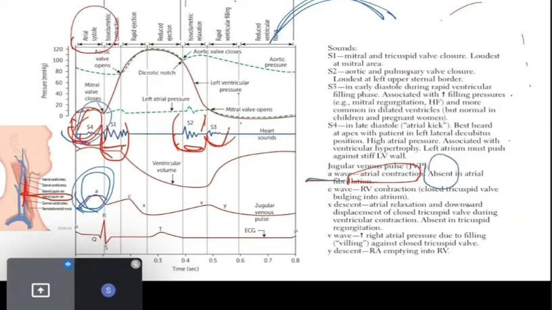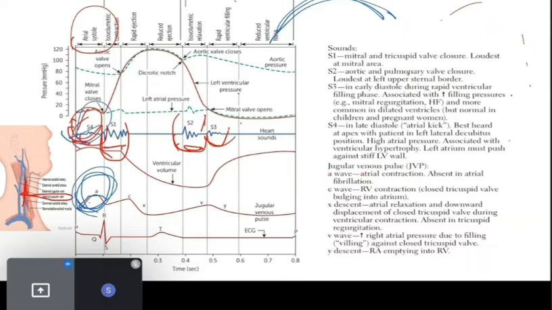It is absent if you have atrial fibrillation, because in atrial fibrillation you don't have contraction of the atria. No contraction of the atria, so no atrial systole, so no S4 or A wave. You don't have any sign of atrial systole in atrial fibrillation.